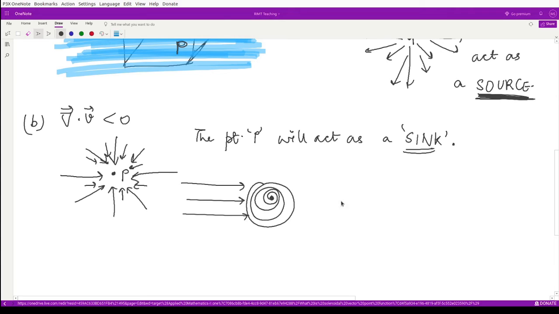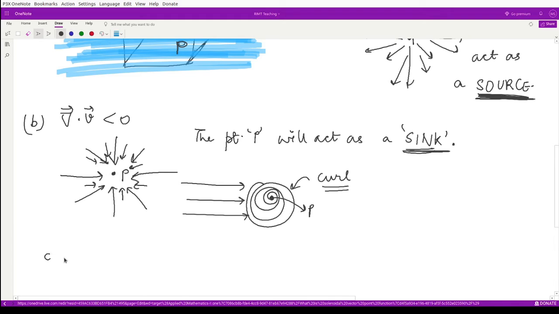So what is happening here? The rotation movement that is given by curl, which we shall study further on. However, all of this fluid is getting inside this point P. So we can say here this point P acts as a sink.